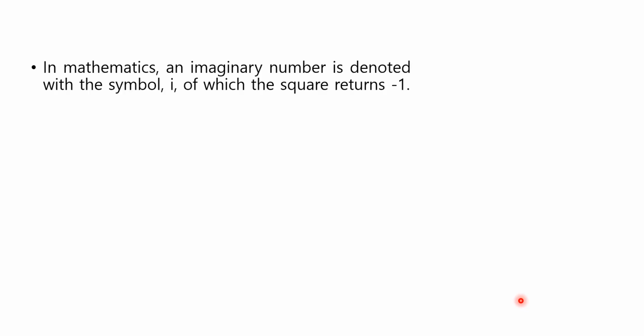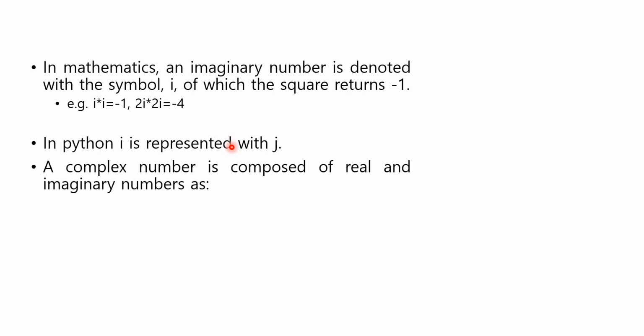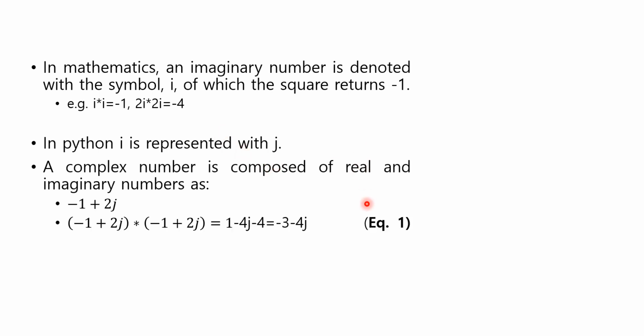In mathematics, an imaginary number is denoted with the symbol i, of which the square returns -1. For example, i times i is -1 and 2i times 2i is -4. In Python, i is represented with j. A complex number is composed of real and imaginary numbers, such as -1 plus 2j.